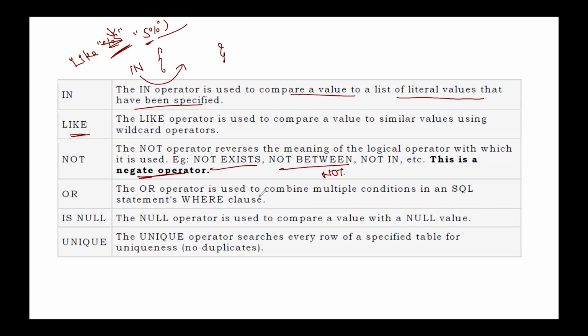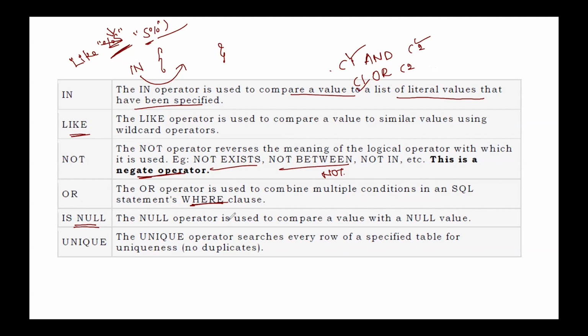The OR operator is used to combine multiple conditions in an SQL statement's WHERE clause. Just like we had AND, we have OR. In AND, if I say condition 1 and condition 2, both should be true, only then will this be executed. In OR, if condition 1 or condition 2 is there, if any one of them becomes true, then that will be executed.